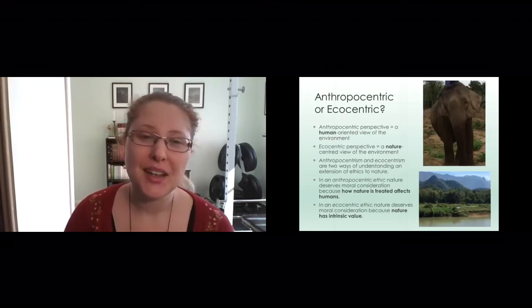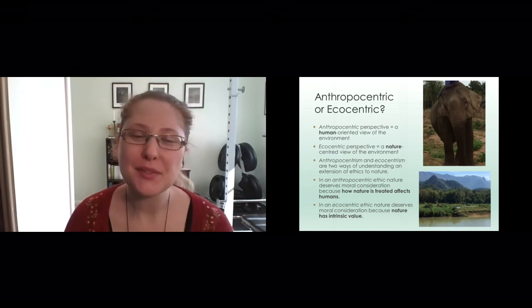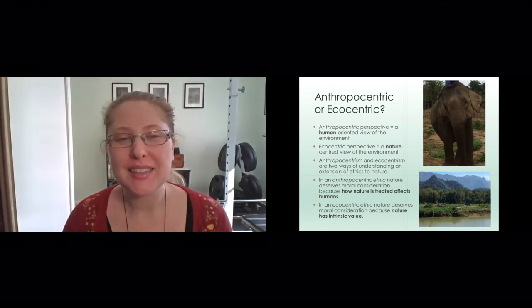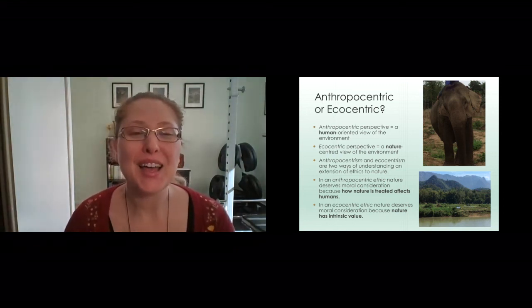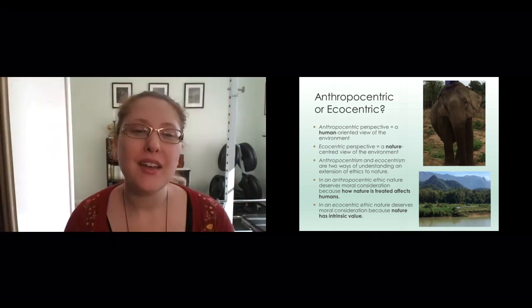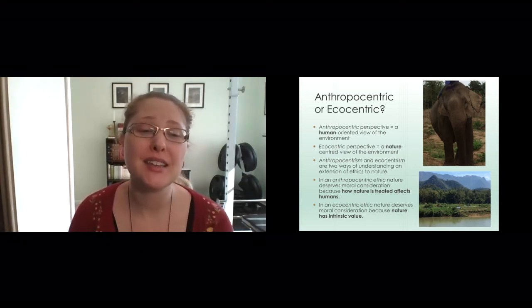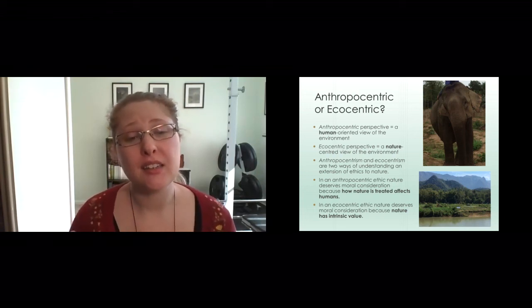So another way to conceptualize the distinction between a human exceptionalist paradigm and a new ecological paradigm is through the concepts of anthropocentric or ecocentric perspectives. So, an anthropocentric perspective is essentially a human oriented view of the environment. And then an ecocentric perspective, in contrast, is a nature centric view of the environment.